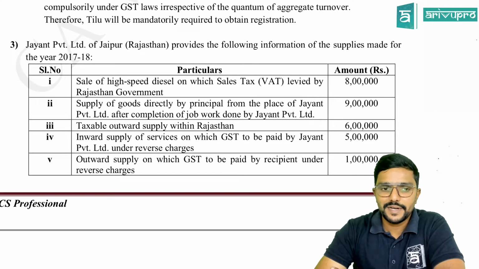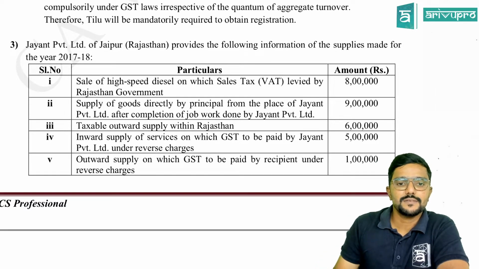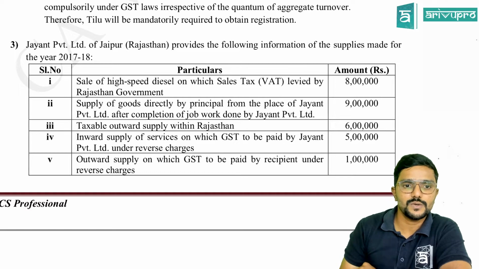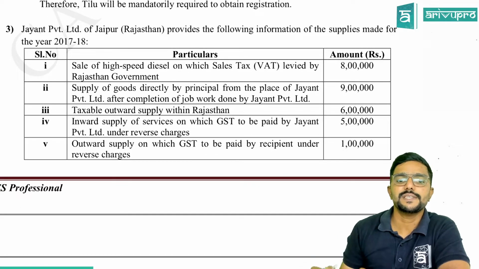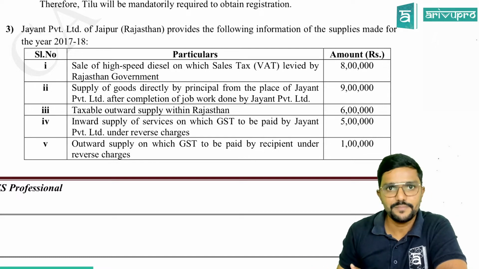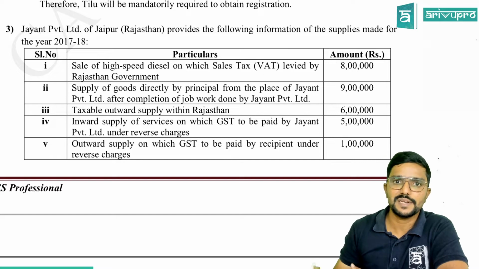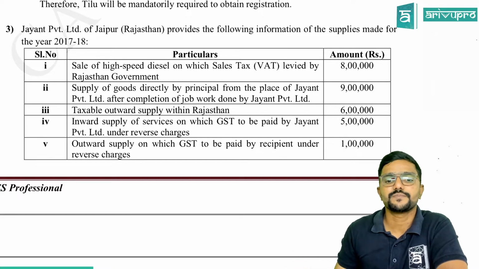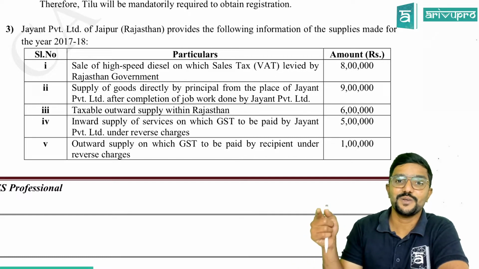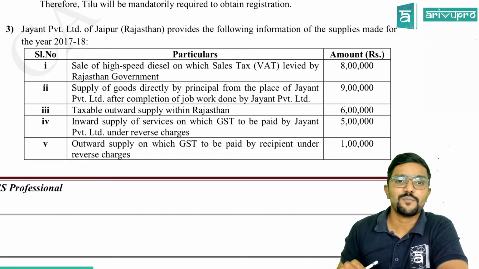Giant Private Limited of Jaipur, Rajasthan, provides the following information of supplies made for the year 17-18. So what are those? Sale of high-speed diesel on which sales tax is levied by the Rajasthan government. So it is a non-taxable levy on which GST is not applicable, guys, as per section 9(2). It has been kept outside the GST. So 8 lakh. Okay. But while calculating aggregate turnover, you have to include the exempt supply. Exempt supply includes non-taxable supply.